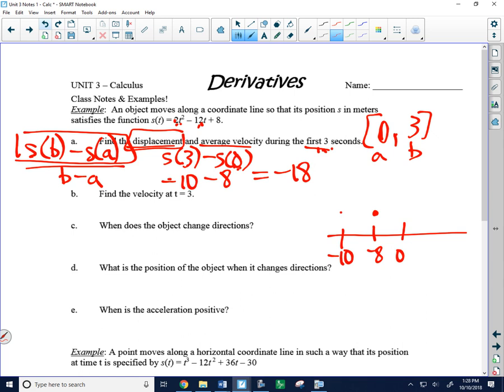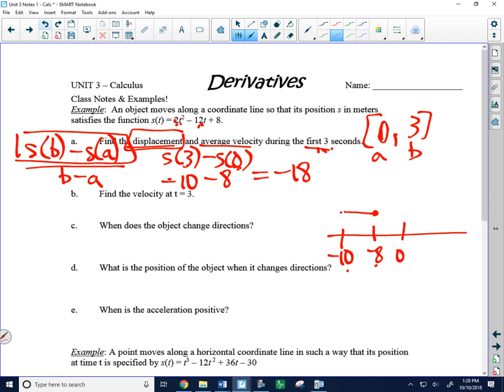Here's all we know, I guess. At 0, we're at negative 8, and at 3 seconds, we're at negative 10. So I guess I don't actually know. It could have gone right first and then back left, or it could have just gone directly here to negative 10. Well, the displacement is negative 18.